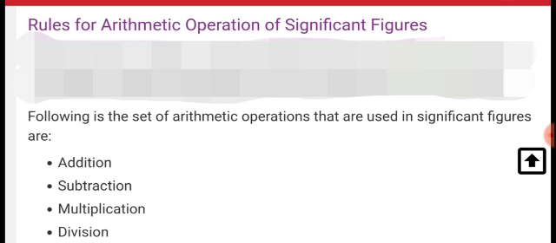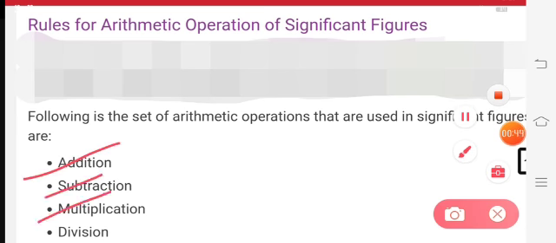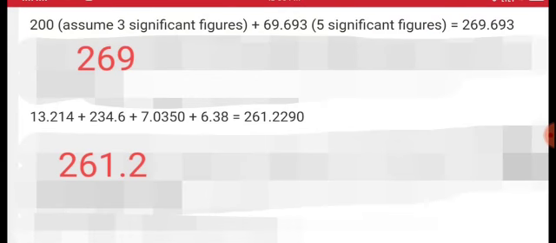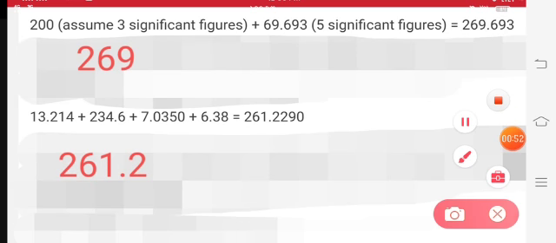Now the following are the arithmetic operations. Mainly you have to study any type of calculation: addition, subtraction, multiplication and division. So we will study one by one. Now we will study subtraction and addition in a combined form. In both addition and subtraction, the final result should retain as many decimal places as there are in the number with the least decimal places.